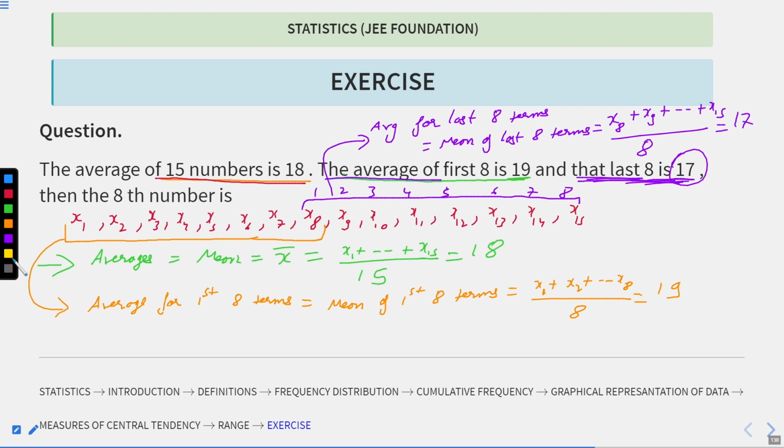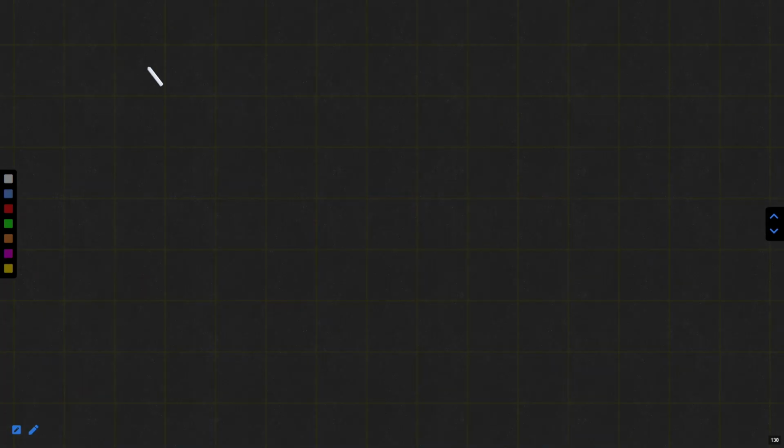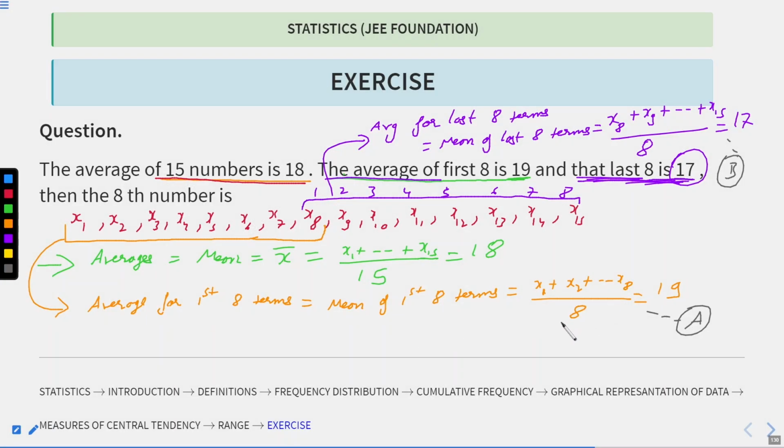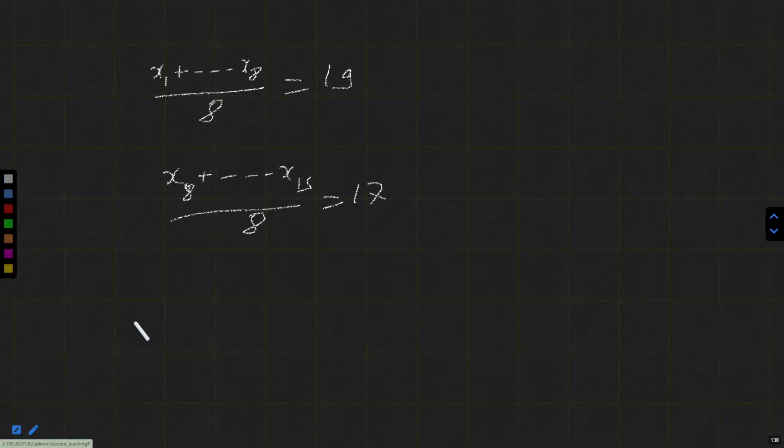Now just add this equation A and this equation B. Equation A is x1 till x8 divided by 8 is equal to 19, and equation B is x8 plus till x15 divided by 8 is equal to 17. Yes, so these are my two equations. Just add both of them.